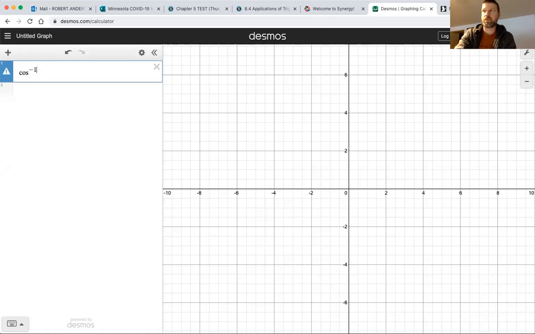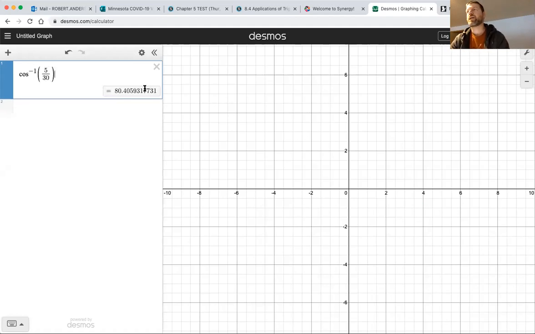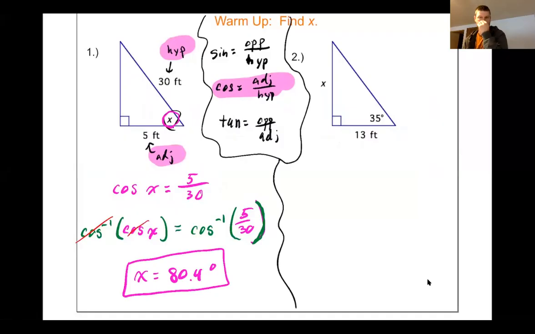Cosine inverse of 5 over 30 is 80.4 degrees. All right.